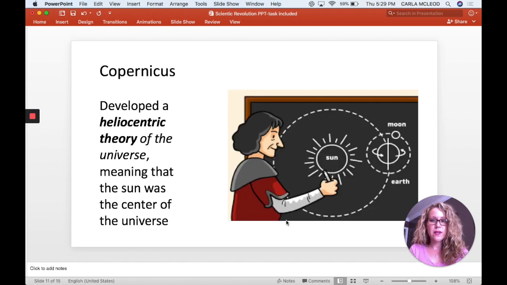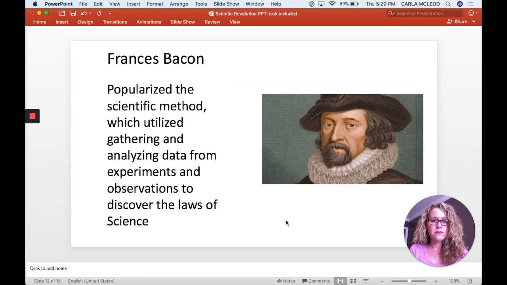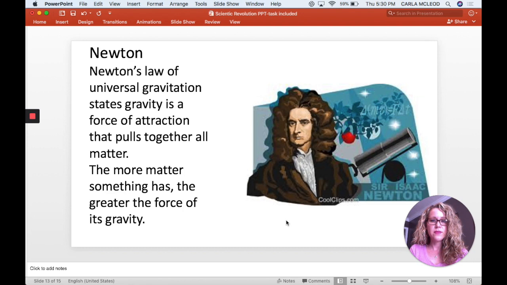Then we do have Copernicus. He developed the heliocentric theory, as we mentioned, meaning that the sun was the center of the universe. Then we have Francis Bacon. And he popularized the scientific method, which utilized gathering and analyzing data from experiments and observations to discover the laws of science. And lastly, we have Newton. Newton's law of universal gravitation states that gravity is a force of attraction that pulls together all matter. The more matter something has, the greater the force of its gravity.